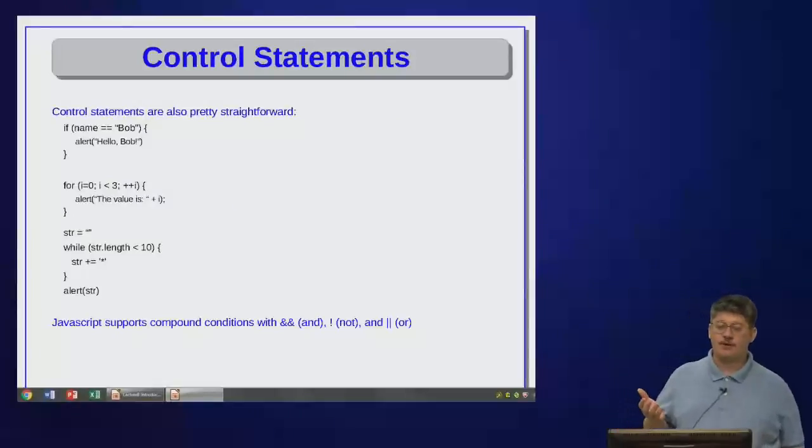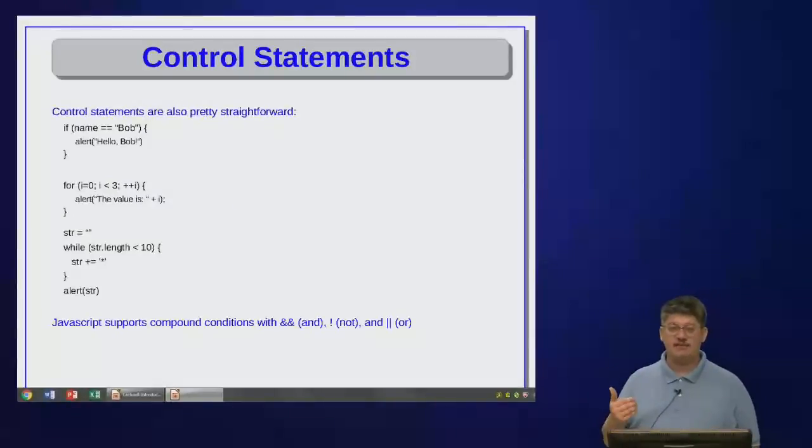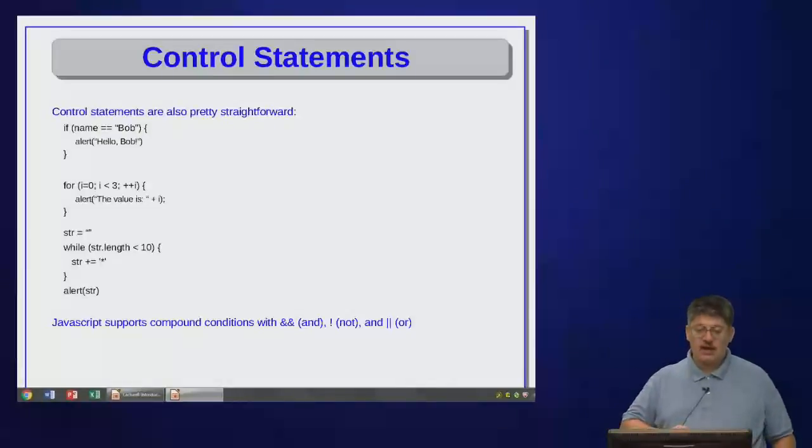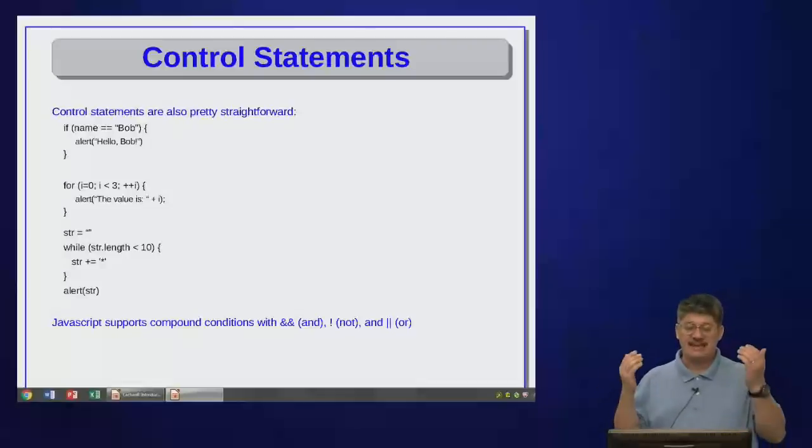Using those comparison operators, I can have control statements like if, for, and while loops. These are pretty much the same as in other programming languages. So for example, I can have an if statement that checks if name is the same as Bob. And if it is, it brings up an alert message that says, hello, Bob.